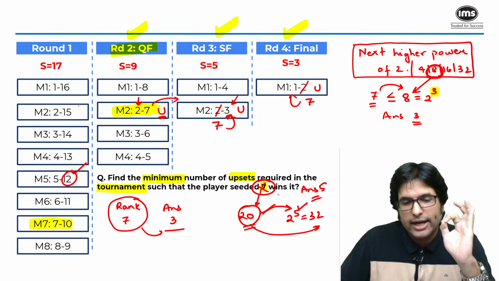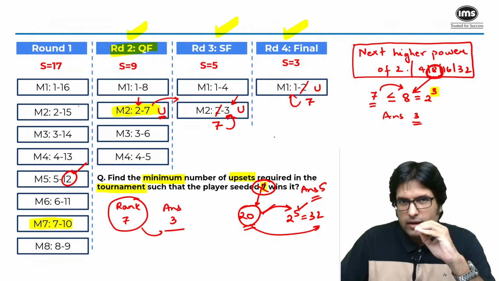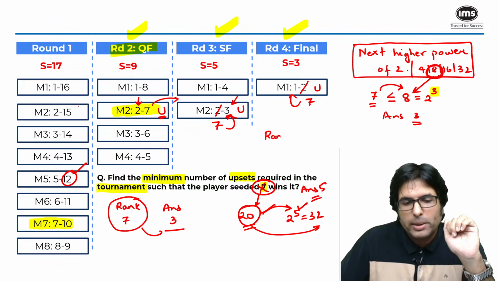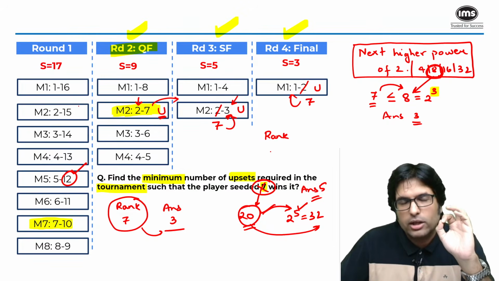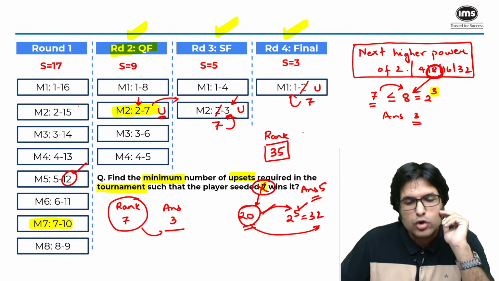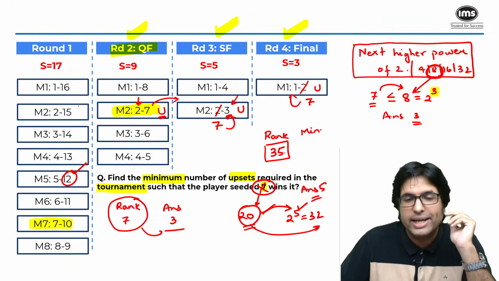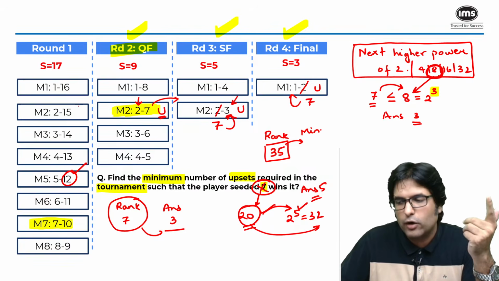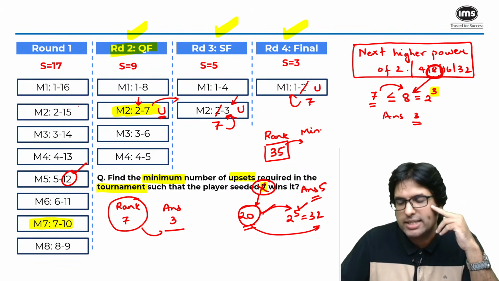If this is clear, next question is for you. Assume that the number of players are large enough. Tell me what would be the minimum number of upsets required for the player ranked or seeded 35 to win the tournament. Assume 64 players. So what would be the minimum number of upsets required in that case? If player rank 35 is to win the tournament, just look at the next power of 2. Fantastic.